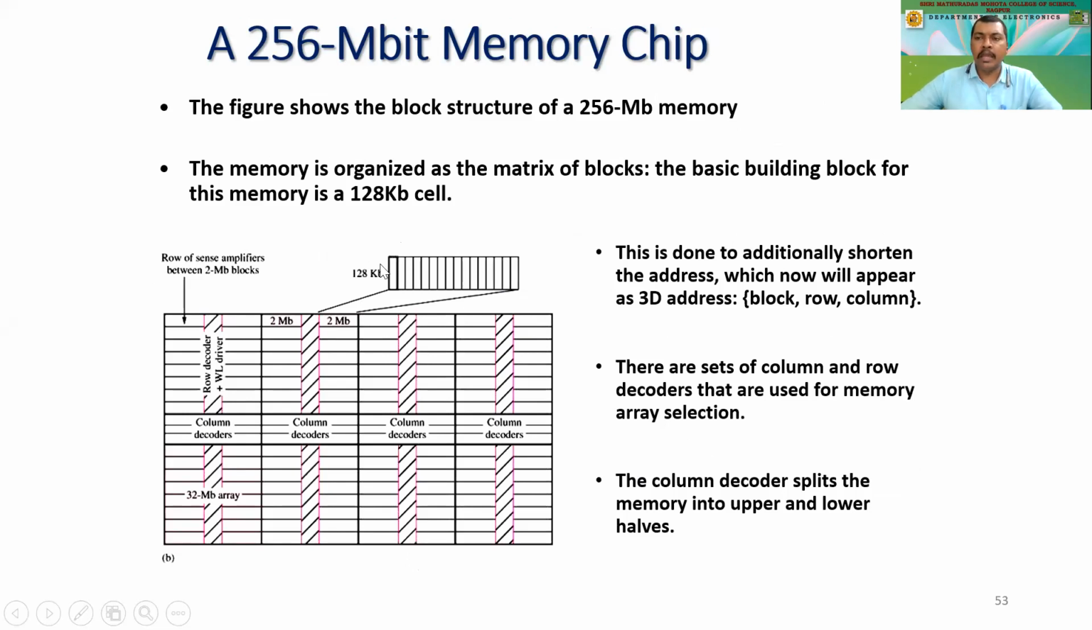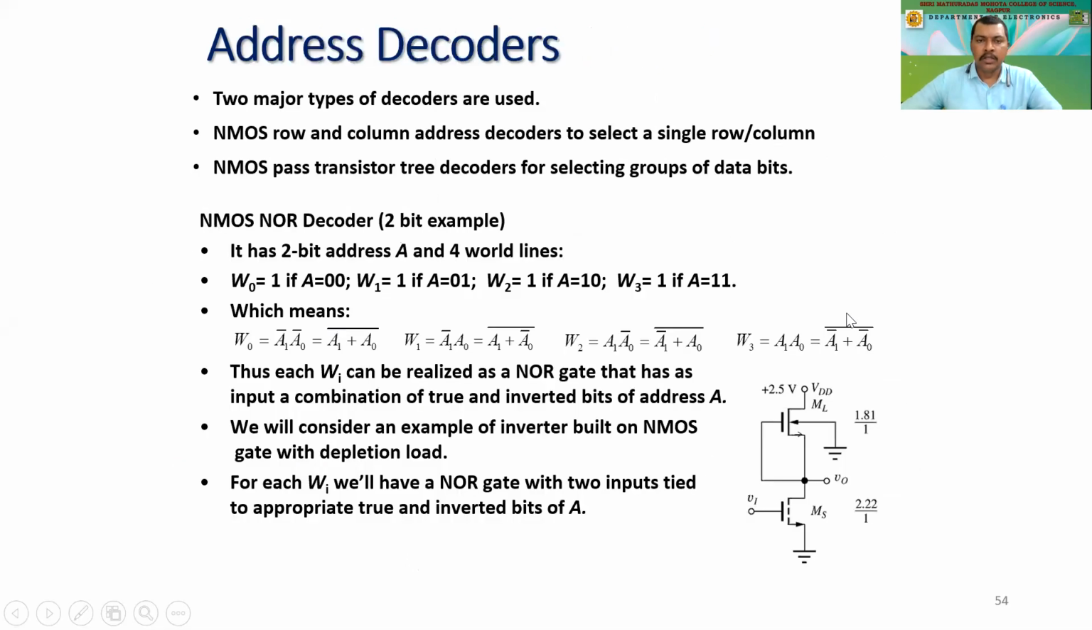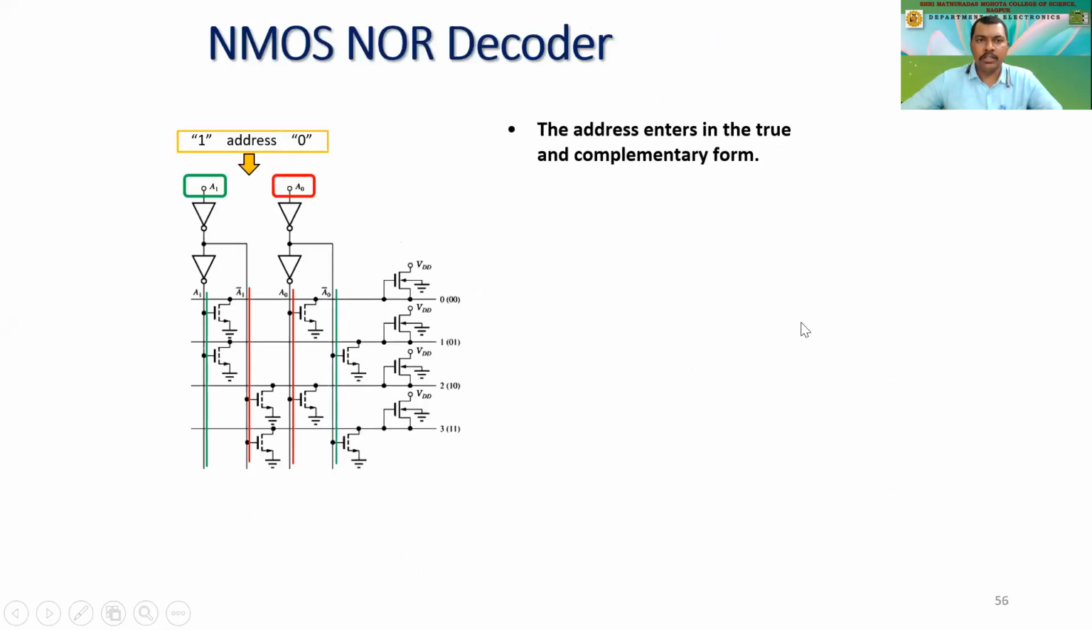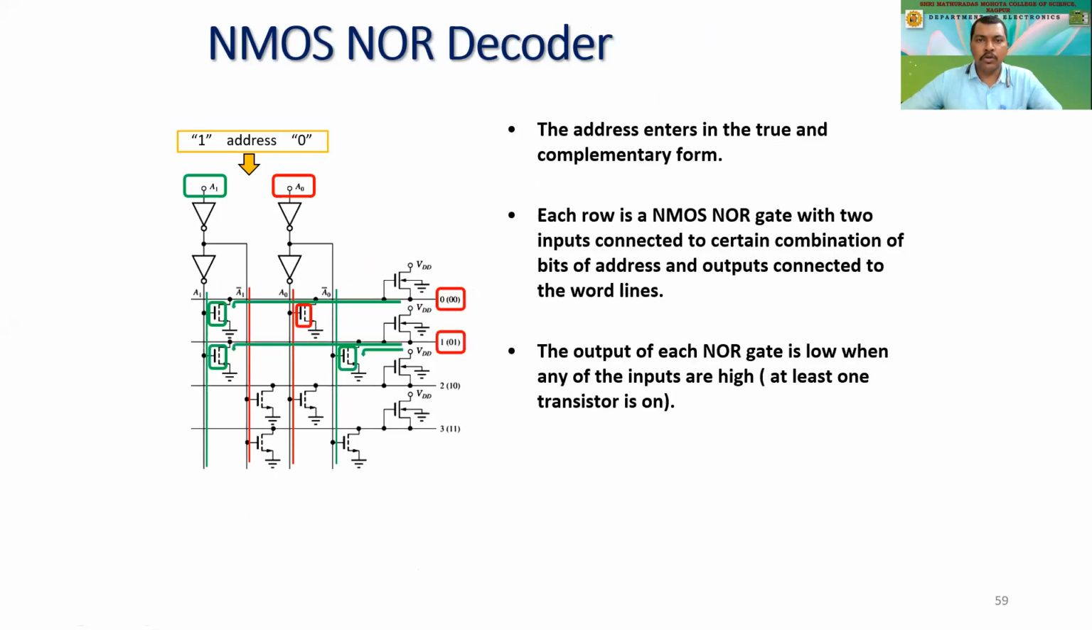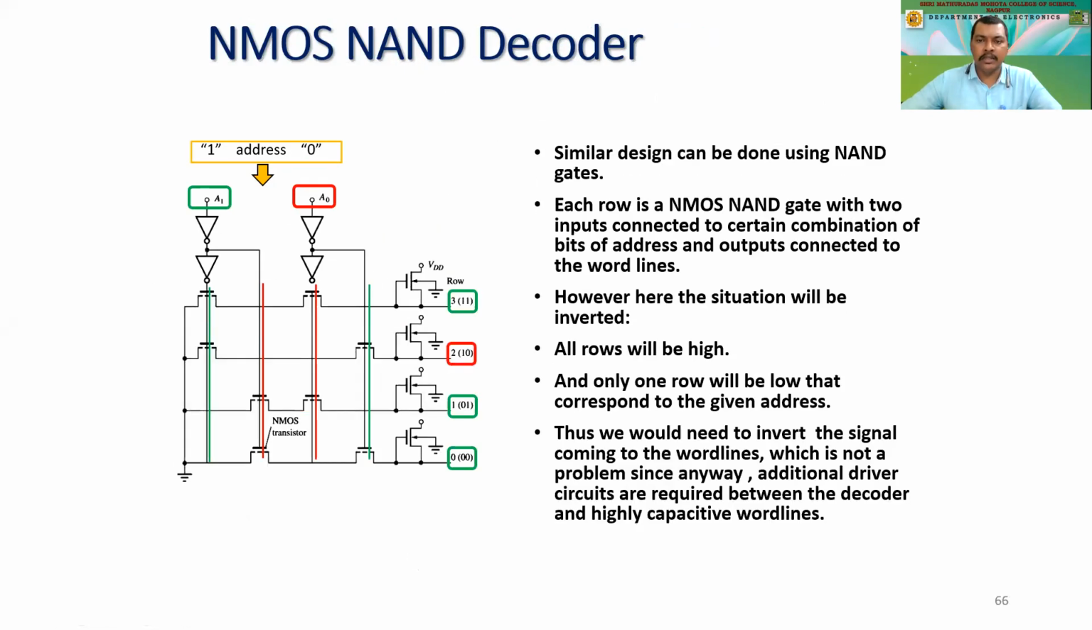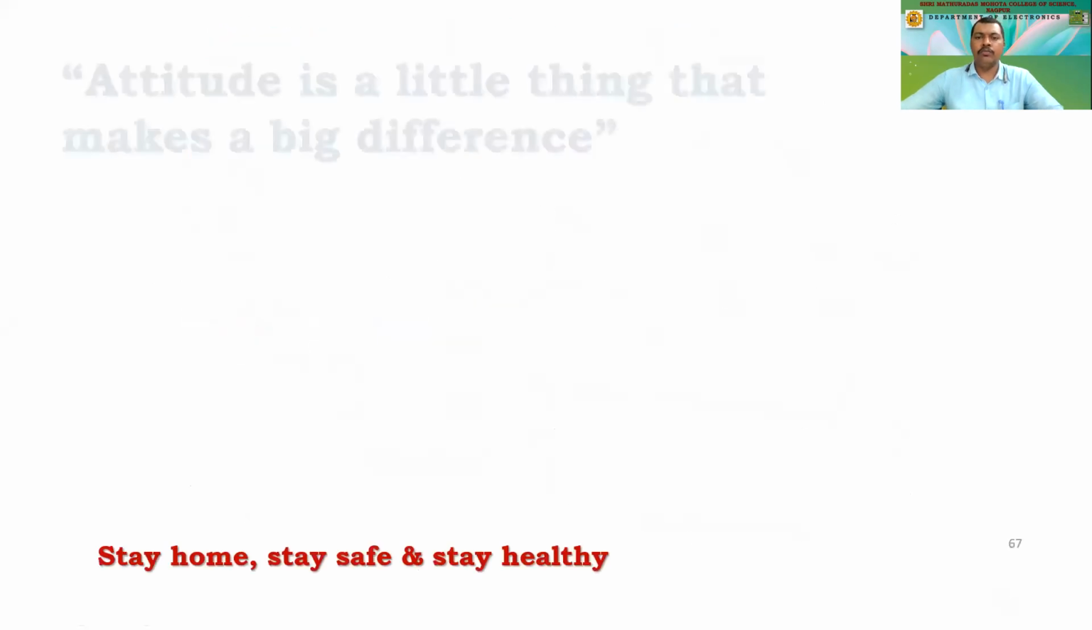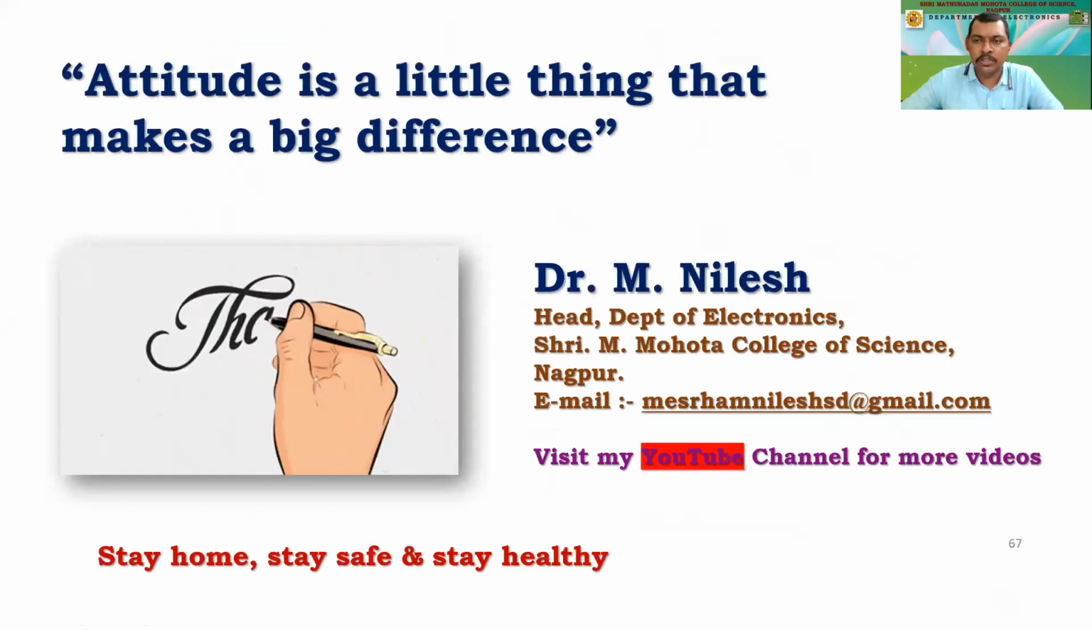So now here we will be having a 3D structure where we will be having block, row, and column as well. And these are the address decoders. We are having this NMOS NOR decoder, and then we are having the NMOS NAND decoder as well. So this is all for the lecture of semester 2.